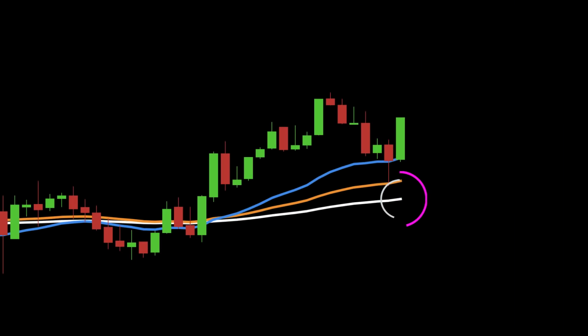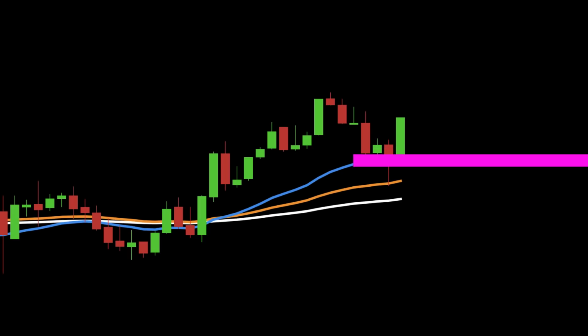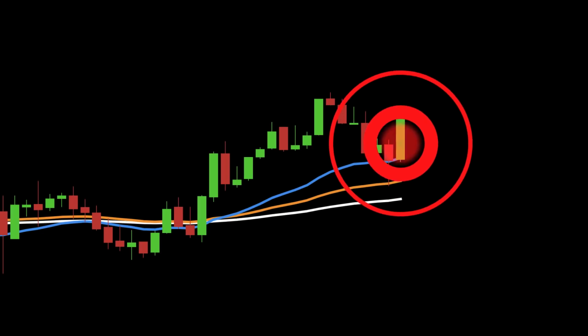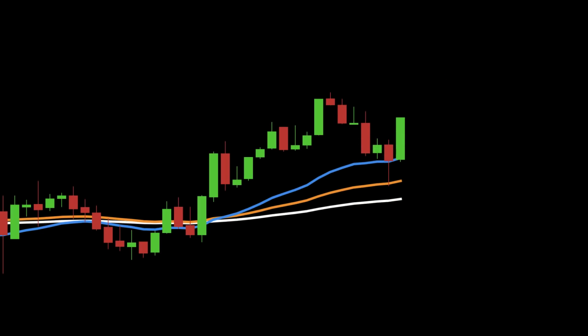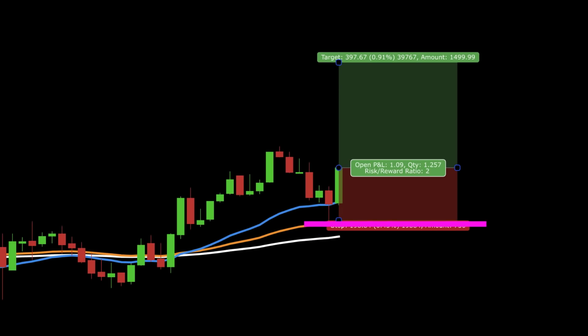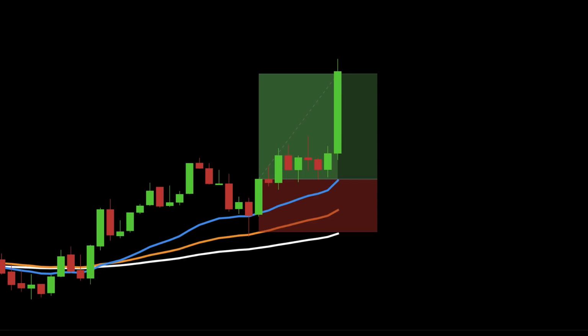Third, price does not close below the 100 EMA in white. Finally, we can see that price closes above the 25 EMA. Everything converges on this candle and it serves as our trigger. The stop is placed at the 50 EMA in orange and the risk to reward is 2. And this one rapidly makes its way to the target.